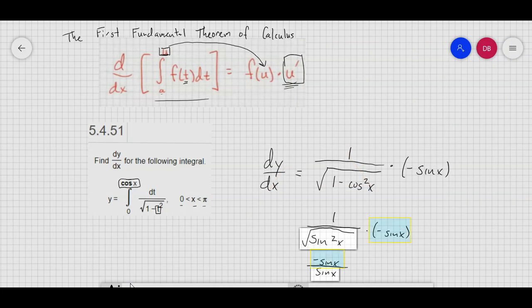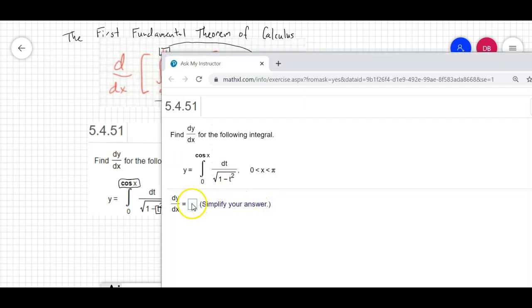So, sine on the bottom, negative sine on top, that's going to end up being negative 1 for all the values of x in that interval. So we'll pull this down here and just say negative 1, and there's our answer.